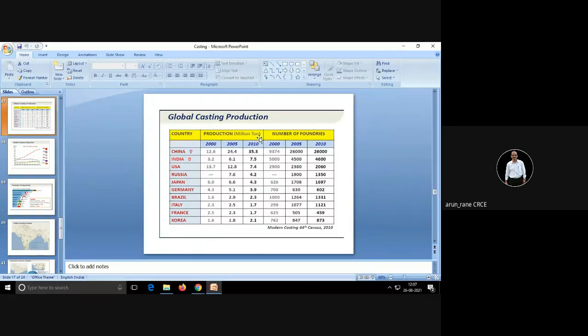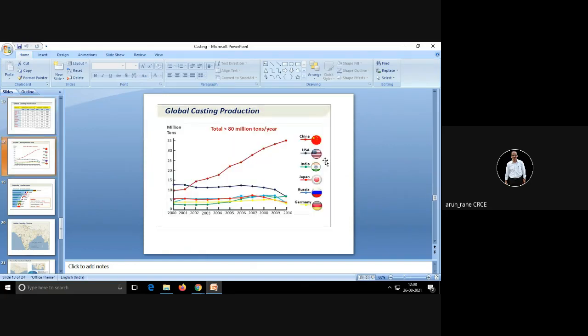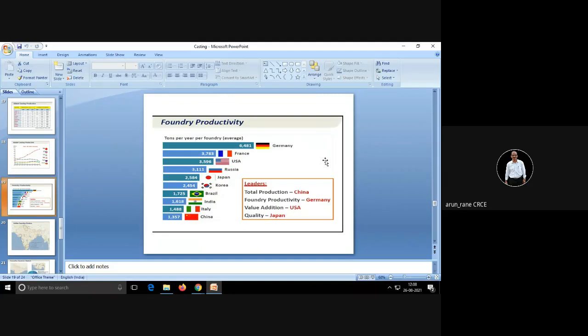This is production given in million tons, and these are the number of foundries. Like China in 2010 had 26,000 foundries, as against 4,600 foundries in India. So this is a graph of how the growth is taking place per year. For China the graph is upward, so it is rising up and up.